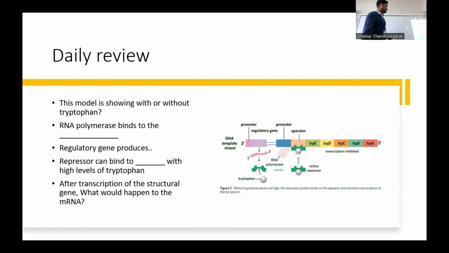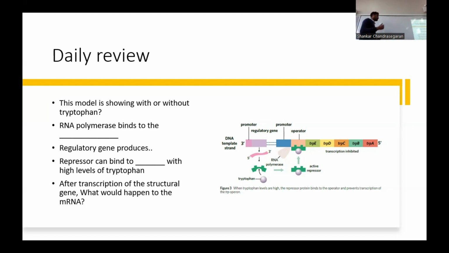Special gene, what would happen to the image? All right, let's see. Gavin, after transcription of the structural genes, what would happen to the mRNA? So this is a little bit of an outside the box question because we didn't really cover this. But what do you think would happen to the mRNA after transcription has occurred? So transcription of the structural gene, what would happen to the mRNA?